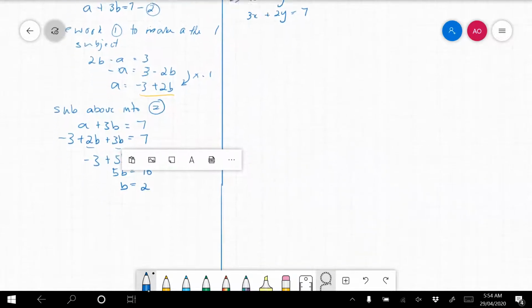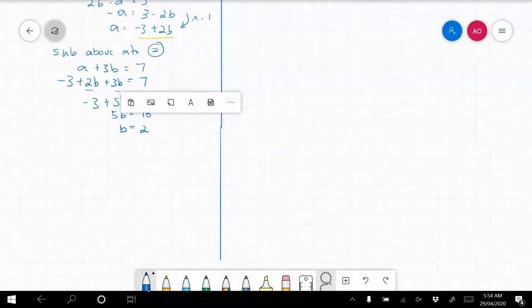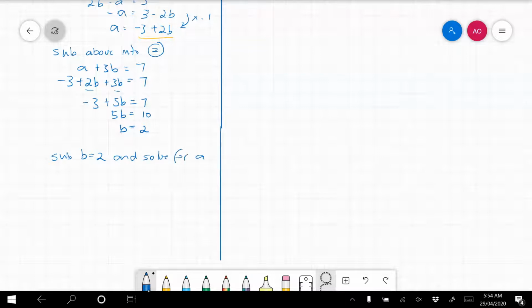I'm just going to slide for a minute. So the next step is to substitute B equals 2 and solve for A. Now, I'm going to substitute it back into equation 1. Okay, so equation 1 is 2B minus A equals 3. So we know that B is 2, so 2 times 2 gives me 4. Minus A is equal to 3.